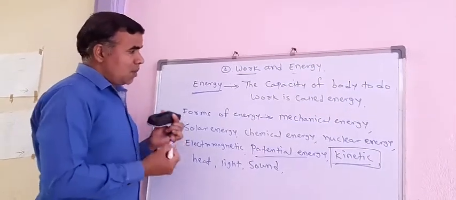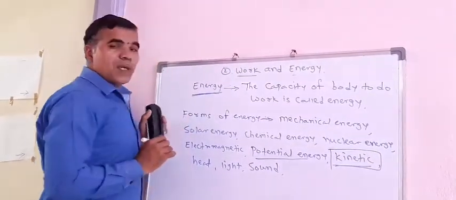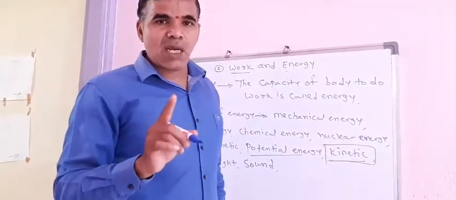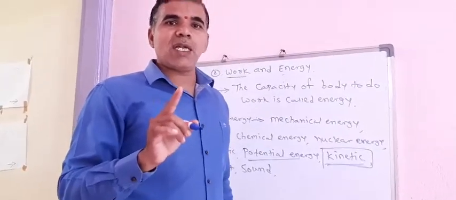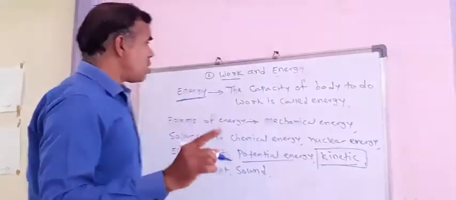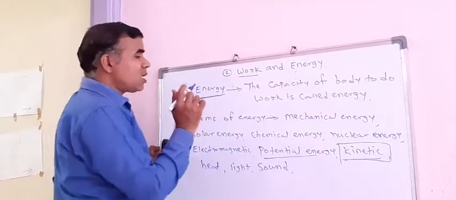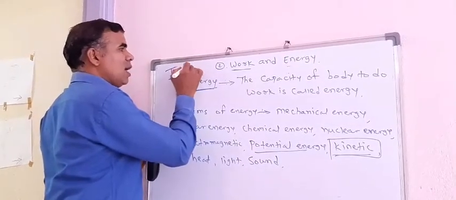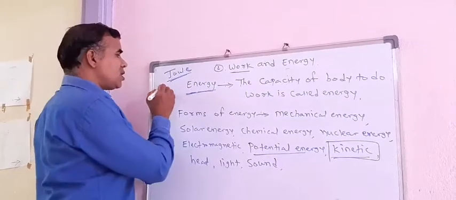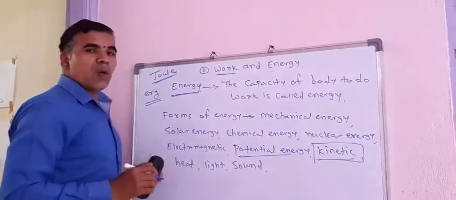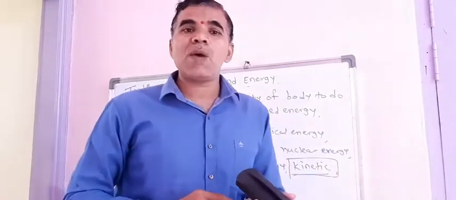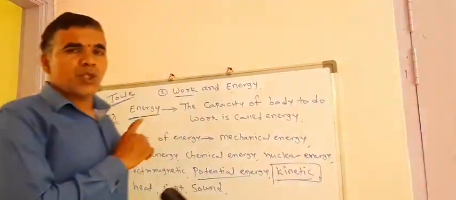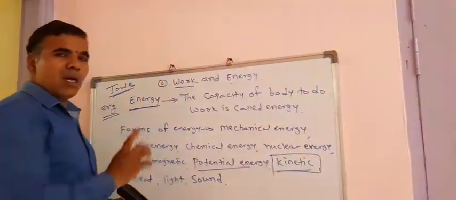First we have to understand the SI unit of energy. The SI unit of energy and work is the same. Always remember, the SI unit of work and energy is the same. So the SI unit of energy is the joule, and the CGS unit of energy is the erg. Work and energy both have the same SI unit and CGS unit.